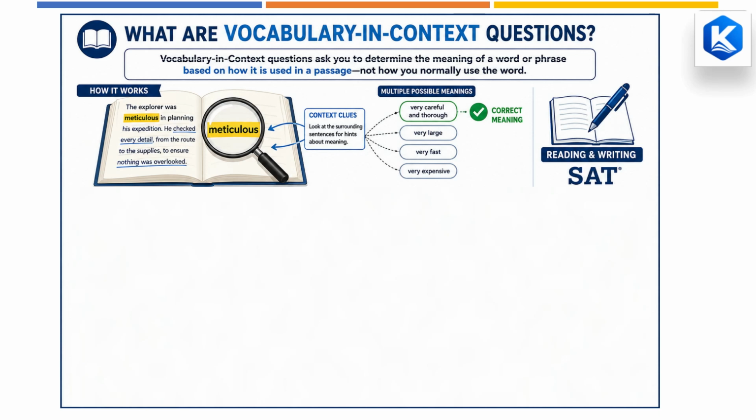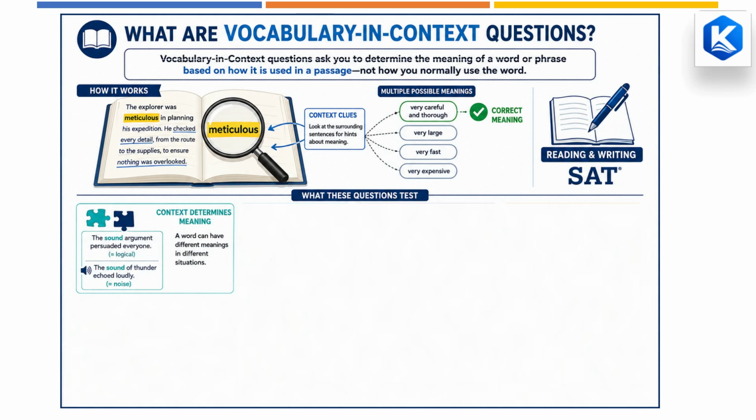Why? Because many English words have more than one meaning, and the author chooses the meaning that fits the situation. For example, imagine you see the sentence, "The sound argument persuaded everyone." Does the word sound refer to something you hear? No. Here, sound means logical, reliable, or well supported.